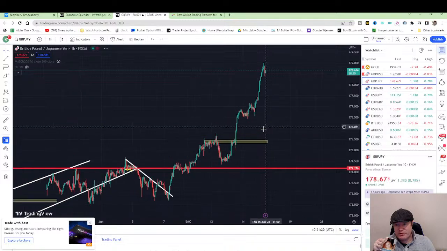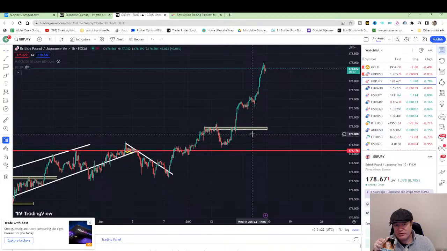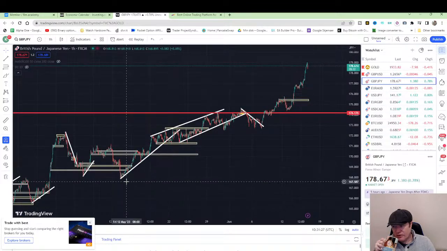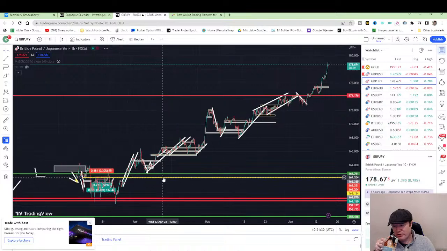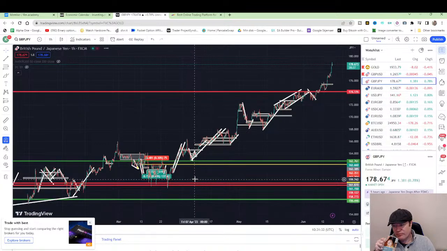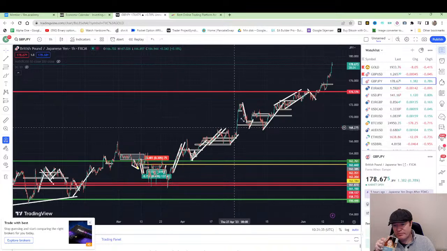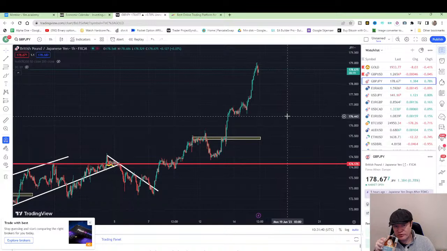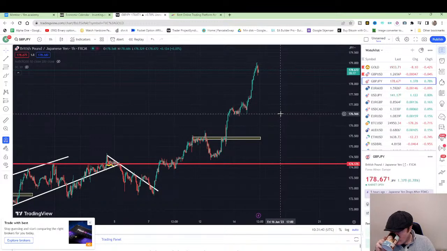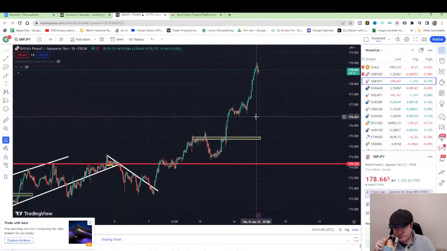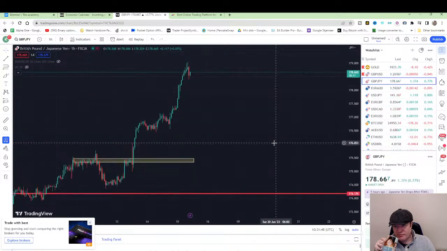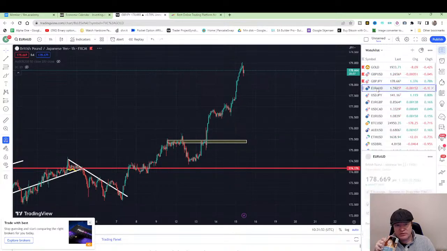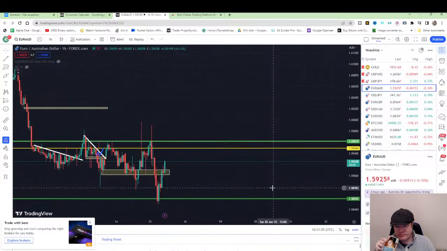Now, GBP JPY, Japanese yen has done terribly. It has lost a lot of value over a very long time, so here zoomed out, all the way from here up to here. So yes, Japanese yen is not doing good at all. But the way I see the market now, I can't trade it. So we are moving fast through every pair here now.